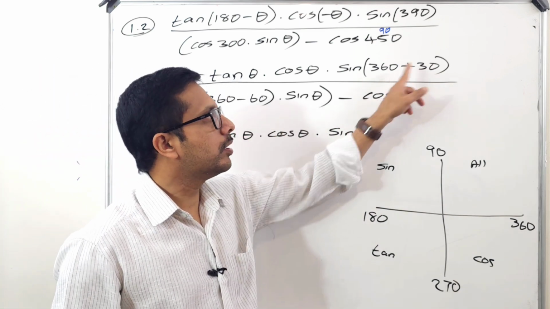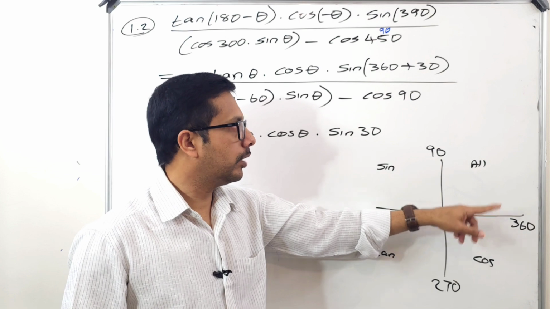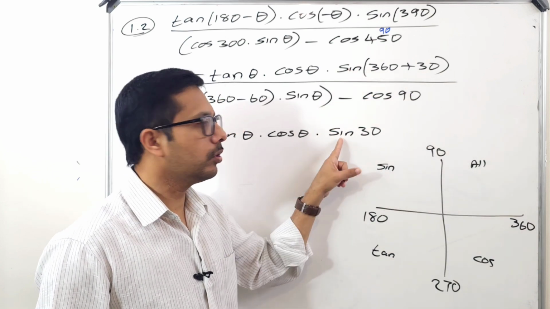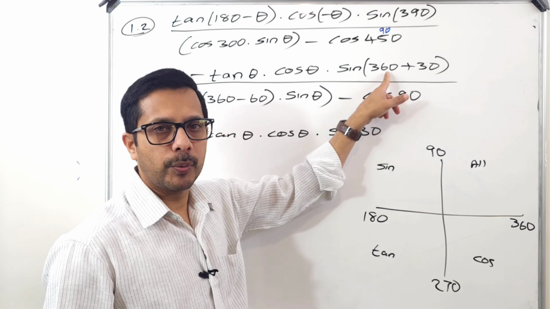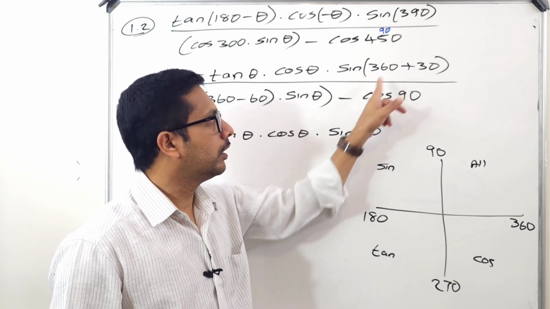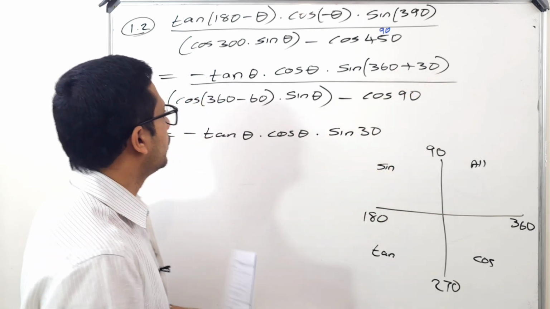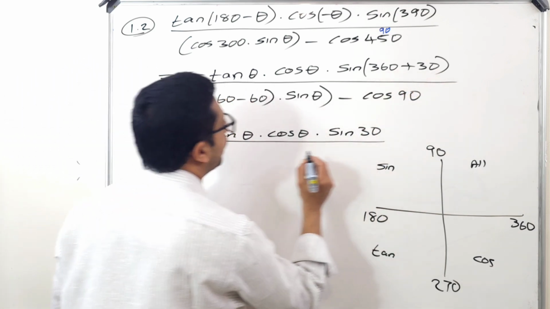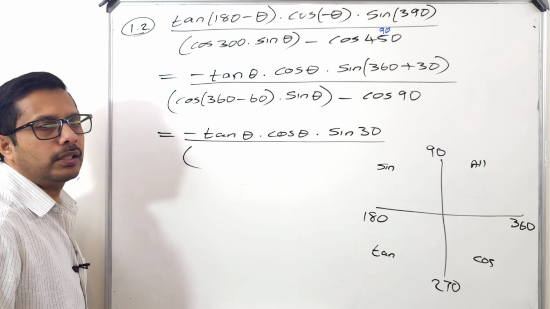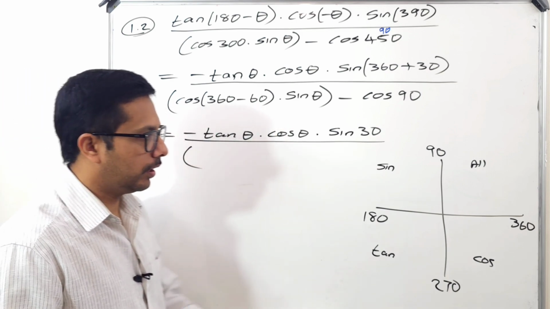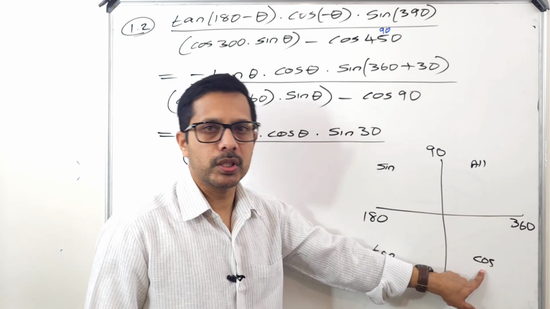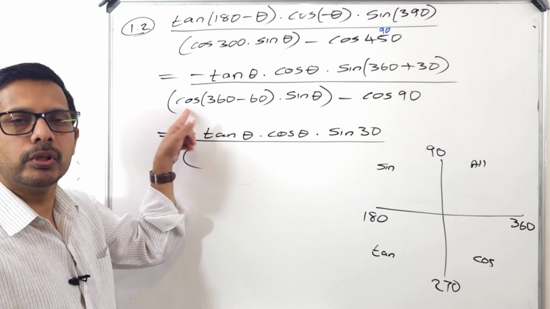Once more I told you, in that question, that method you have to think. 360 plus 30, which quadrant is that? First quadrant, all are positive, so sine is also positive. Any change in the trigonometry? No, because it is 360. So sine as it is, sine, then acute angle 30, the whole divided by cos of 360 minus 60. 360 minus 60 is in which quadrant? Fourth quadrant. Fourth quadrant, what is positive? Cos is positive. So it is positive.